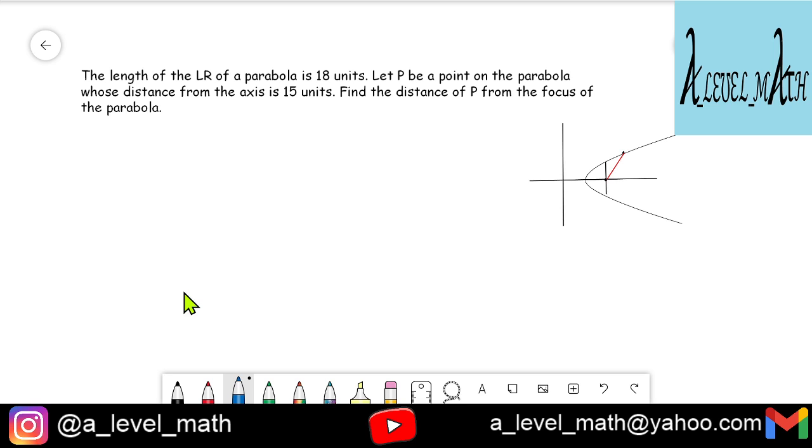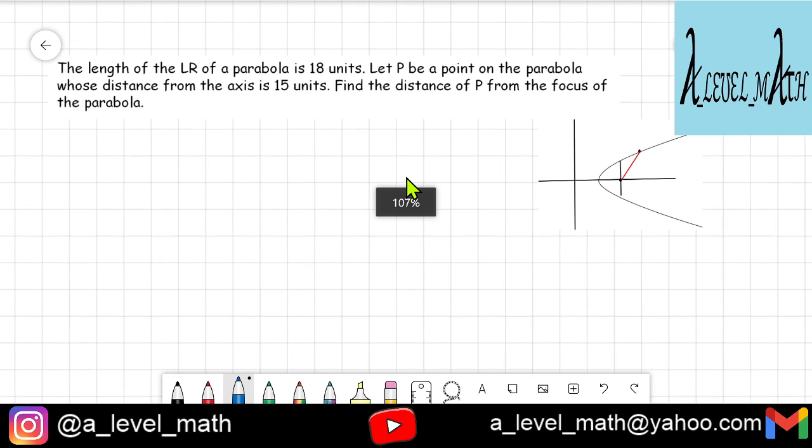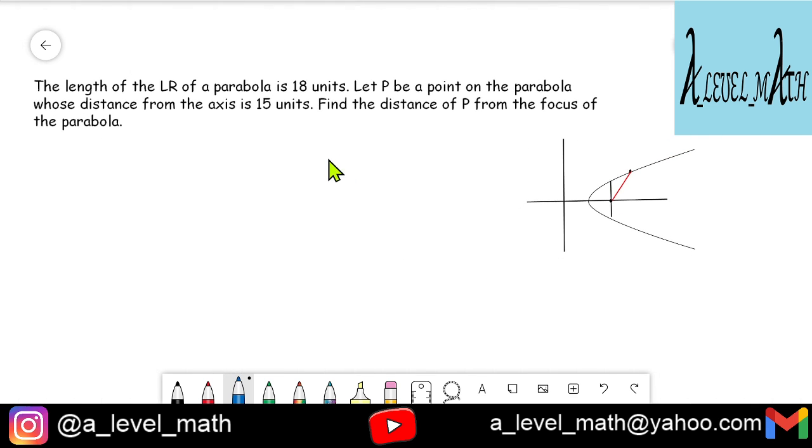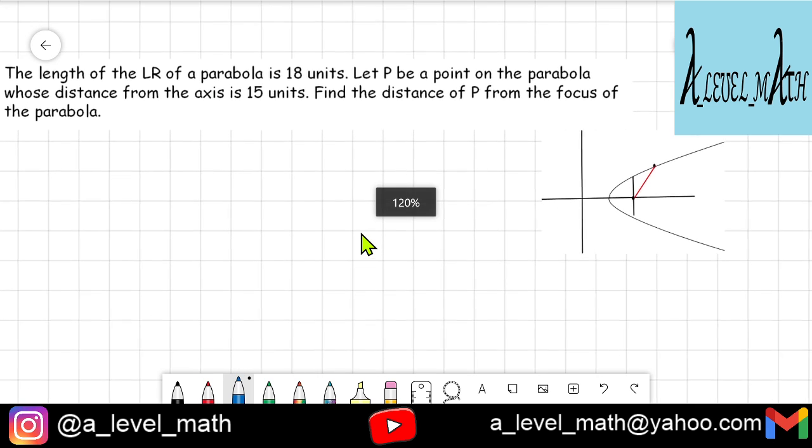Let P be a point on the parabola whose distance from the axis is 15 units. Find the distance of P from the focus of the parabola. Okay, bear with me. At first hand, it might look a bit confusing to you, but trust me, it is not. The length of the latus rectum of the parabola is 18 units.